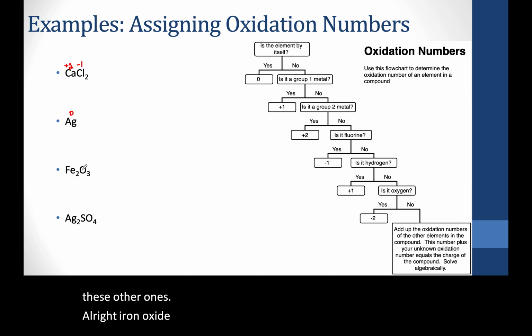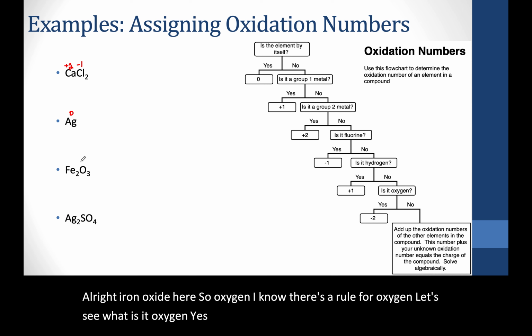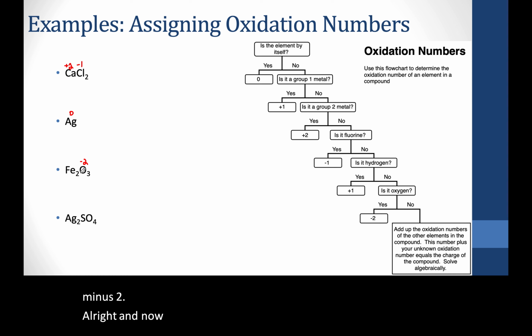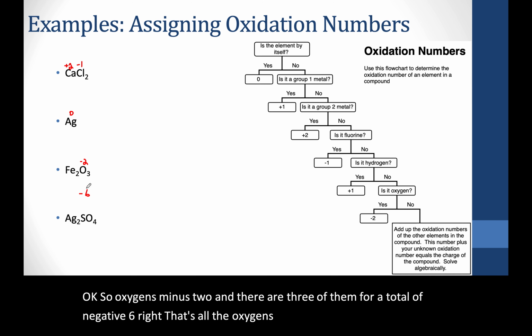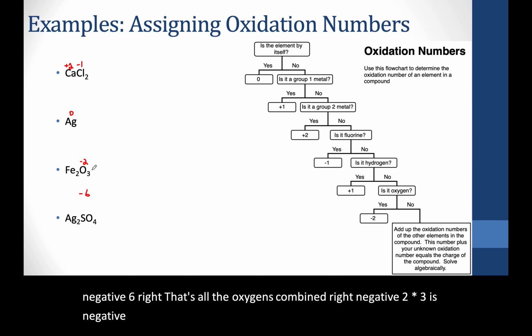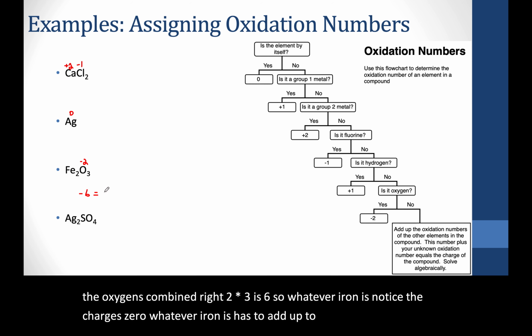So oxygen, I know there's a rule for oxygen. Let's see, what was it? Is it oxygen? Yes. Oh, minus 2. So I'm going to give oxygen that minus 2. All right, and now that I have that, I can use it to figure out what iron is. Okay, so oxygen's minus 2, and there are 3 of them for a total of negative 6, right? That's all the oxygens combined. Negative 2 times 3 is negative 6. So whatever iron is, notice the charge is 0. Whatever iron is has to add up to 0, okay?